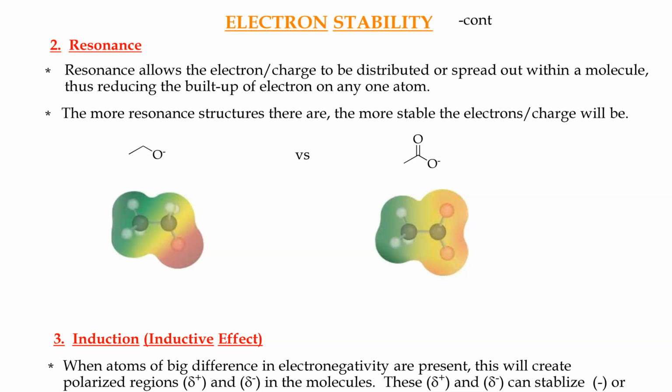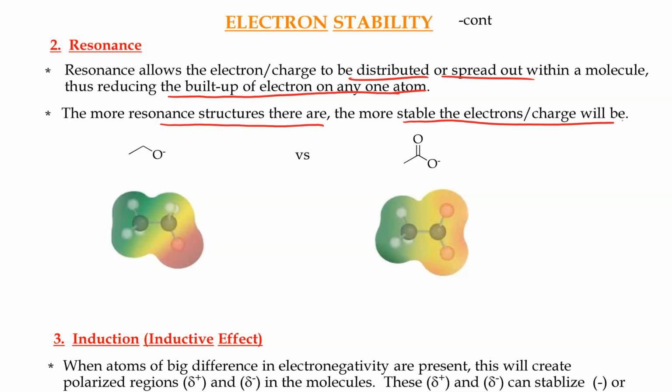So some molecules, but not all, are able to produce multiple resonance structures. And this basically means that those molecules are able to distribute or spread out the electron within that molecule. And that can then reduce the buildup of electron in any one particular atom, and therefore make the electron not as dense and therefore more stable. So the more resonance structures that a molecule can make, the more stable that electron will be.